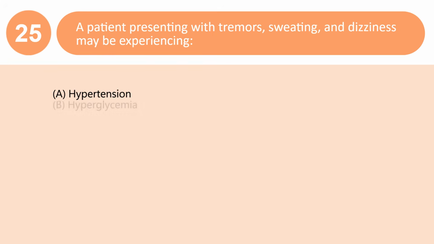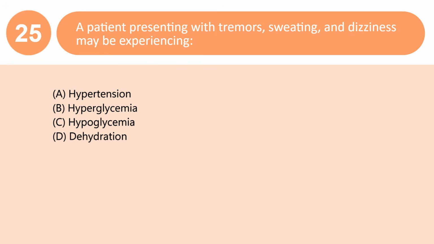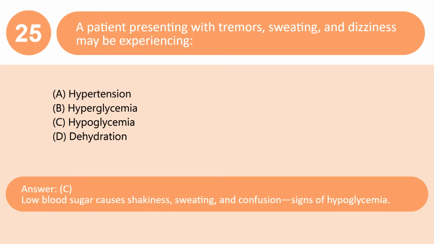A patient presenting with tremors, sweating, and dizziness may be experiencing A. Hypertension, B. Hyperglycemia, C. Hypoglycemia, D. Dehydration. Answer: C. Low blood sugar causes shakiness, sweating, and confusion, signs of hypoglycemia.